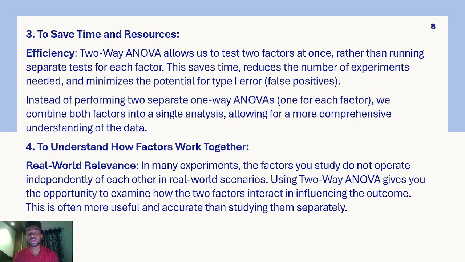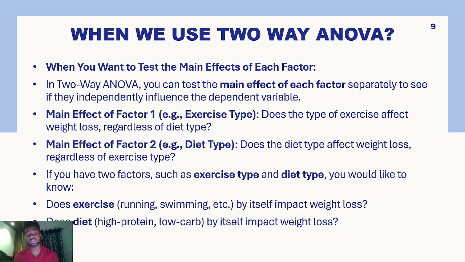To understand how factors work together, real world relevance. In many experiments, the factors you study do not operate independently of each other in real world scenarios. Using two-way ANOVA gives you the opportunity to examine how the factors interact in influencing the outcome. This is often more useful and accurate than studying them separately.